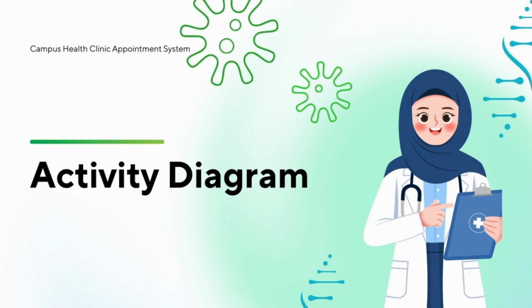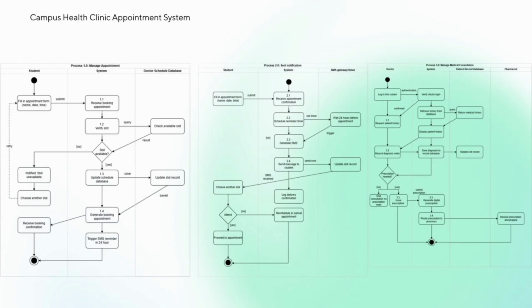Next, we have three activity diagrams, one for each main process. The first diagram shows the appointment booking process from filling in the form to receiving the booking confirmation. The second diagram shows the SMS reminder process where the system schedules a timer and sends an SMS to the student. The third diagram shows the medical consultation process from doctor login to prescription routing to the pharmacist.